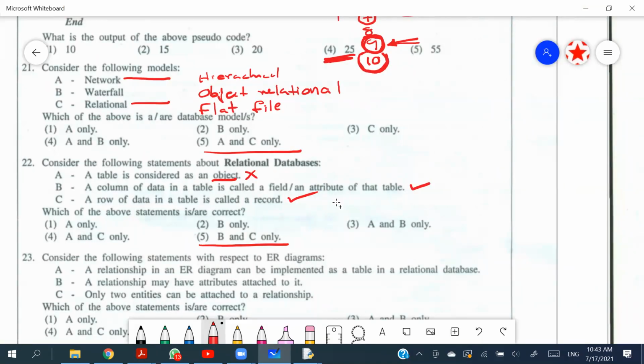Right? The part you miss here is this word object. In relational database model, table is considered as a relation, not a relationship. It's a relation. A record can be given another name called tuple. Right? A field can be given another name called attribute.